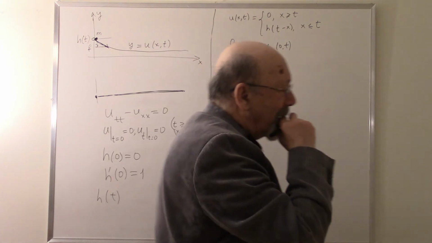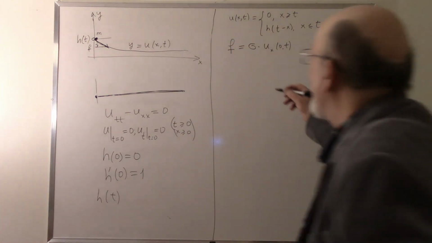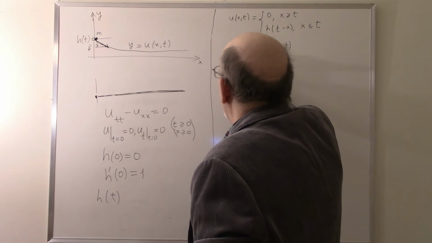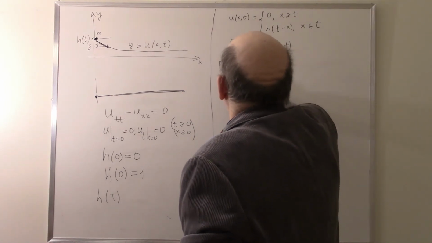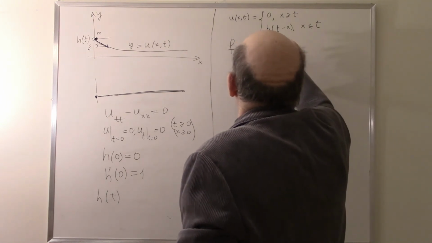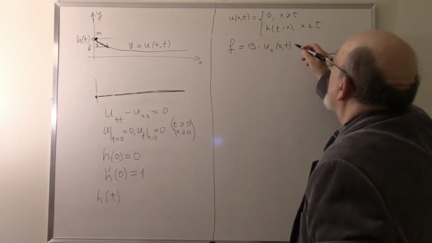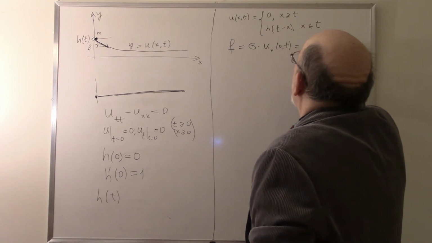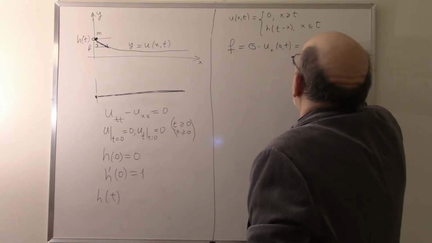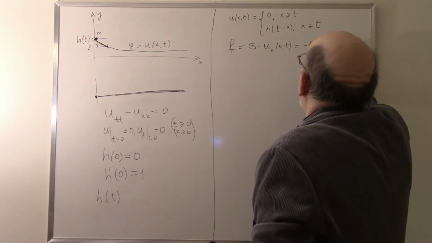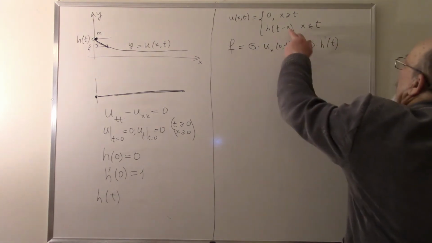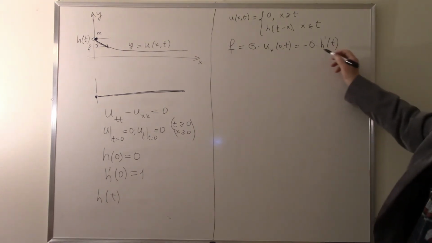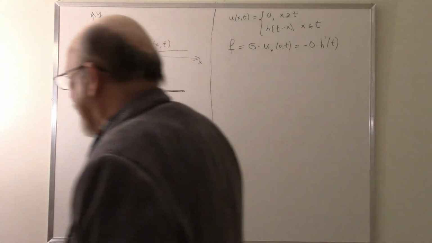the acceleration h, just a minute, sigma times ux. And now what in terms of the function h? Derivative of this at the point 0 equals minus sigma times h prime of t. If you substitute here x equals 0 and find the derivative of this function with respect to x, you have this. Yes?